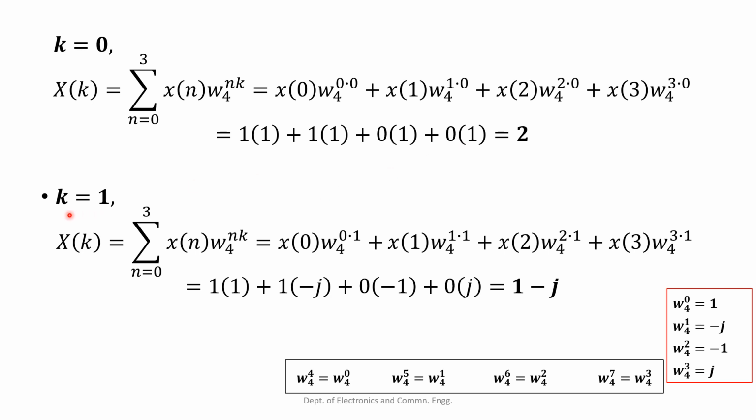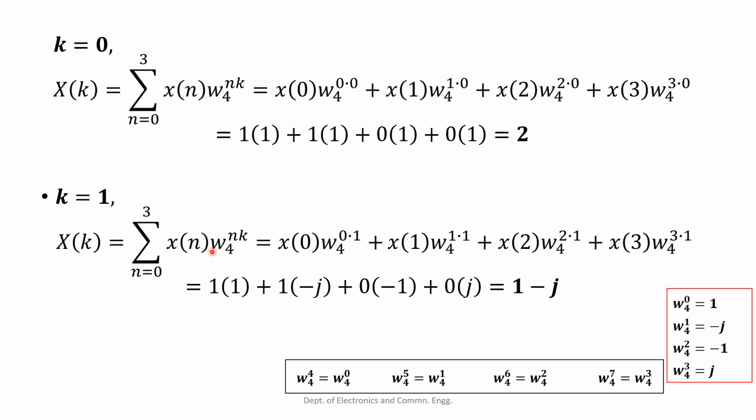Similarly, we are going to calculate at k is equal to 1. That means throughout this calculation the k value remains as 1. Capital letter N will remain as 4 throughout the complete calculation. So in the representation, summation n is equal to 0 to 3, the summation range will also remain constant throughout the calculation.